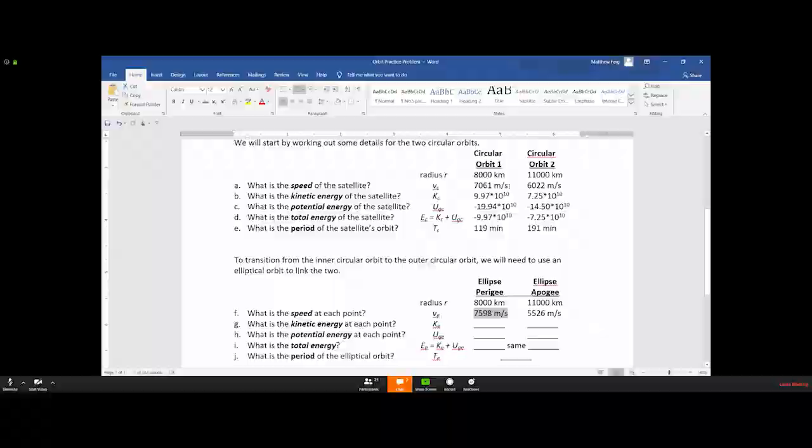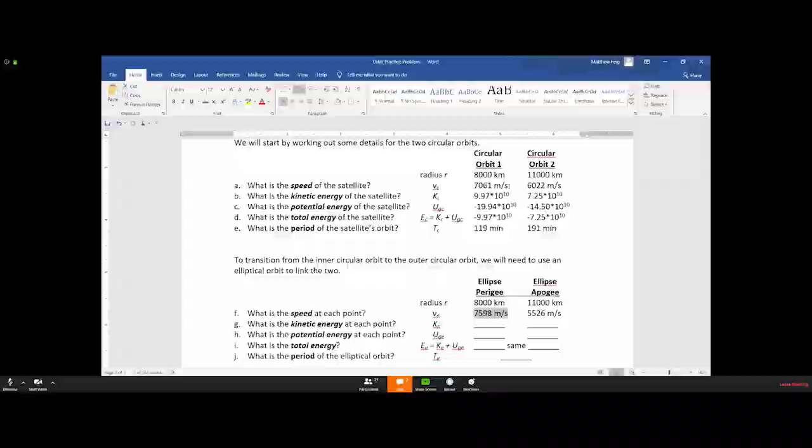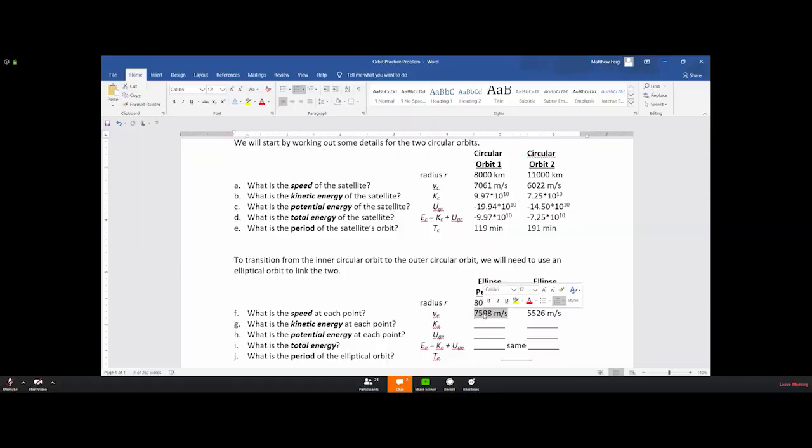So if you're in the circular orbit, what do you got to do if you're in control of the boosters on the rocket ship or the shuttle or the satellite? You got to fire the boosters to speed up from 7061 to 7598. If you do that, you'll stop following the inner circle and you'll start to drift outward on the ellipse.